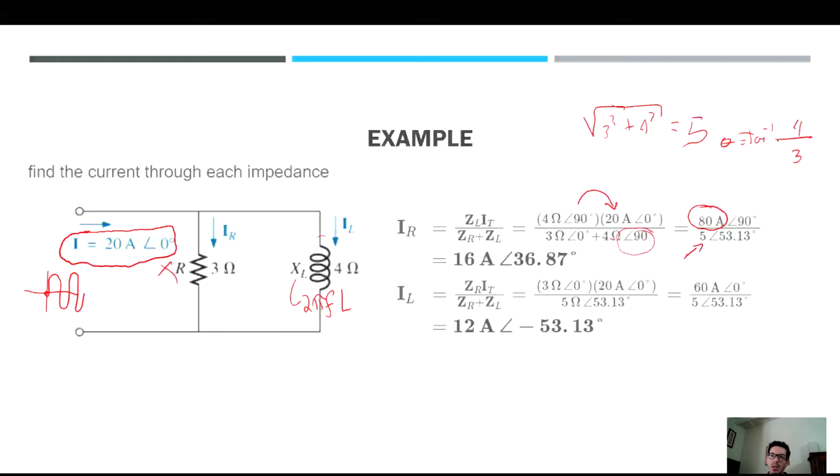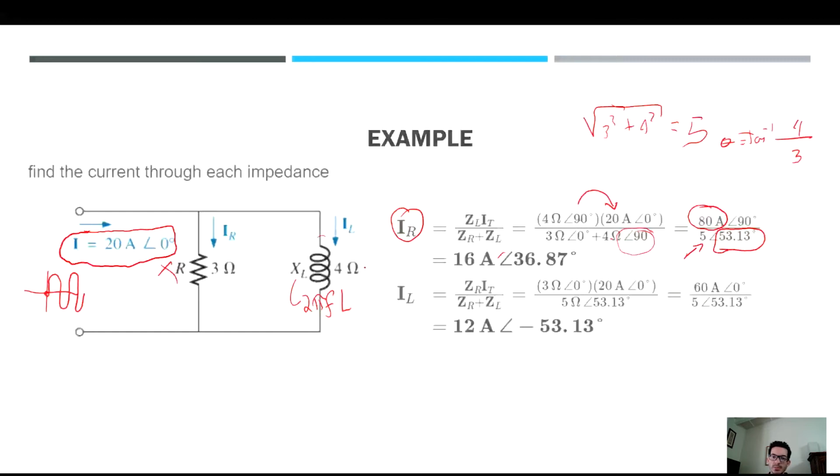4 divided by 3, tangent inverse of that is going to give us 53.13. At this point, it's very simple. We just have to divide 80 by 5, which is 16, and 90 minus 53.13 is 36.87. So we already have the current through the first leg. The current through the second leg is exactly the same.